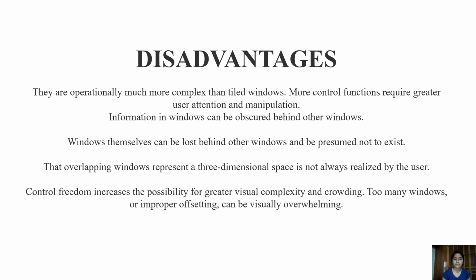That overlapping windows represent a three-dimensional space is not always realized by the user. Control freedom increases the possibility for greater visual complexity and crowding.